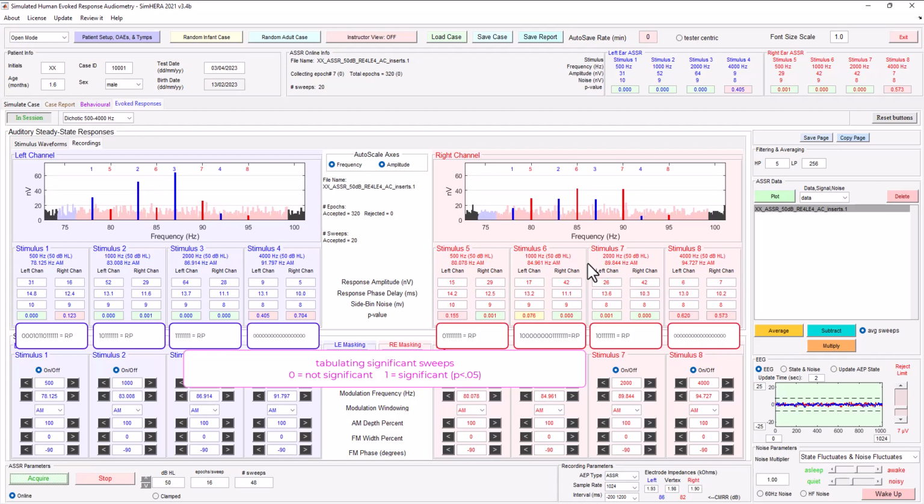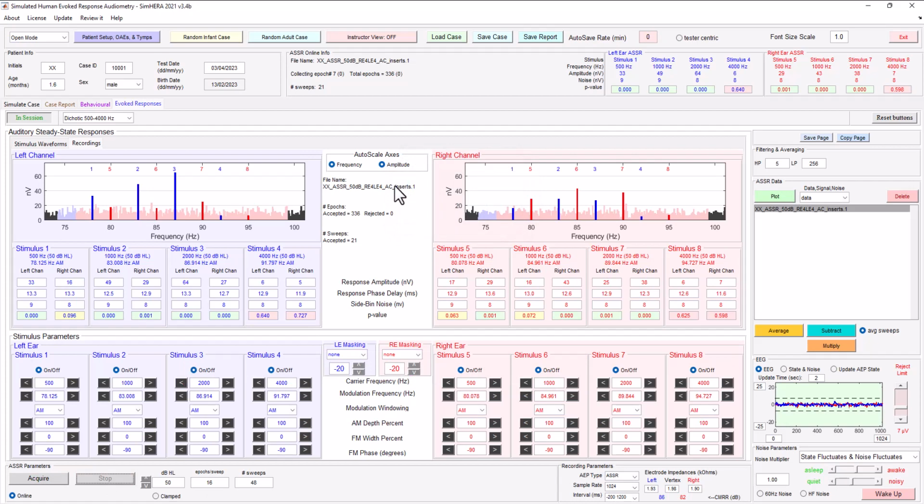And we're meeting noise criteria now for the 4000 hertz stimuli in both ears for the channels, so we can go ahead and stop this. And all the other responses have come in. Now we need to make a decision here in what to do next.